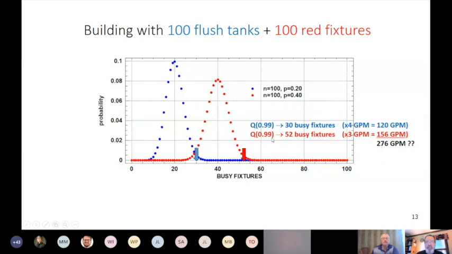And let's just suppose here, and this is a hypothetical, that this fixture group operates with a p-value of about 40%. Well, now I can go ahead and say, let's get the 99th percentile for the red fixtures. In this case, maybe it's close to 52 busy fixtures, and they're operating at, let's say, 3 gallons per minute. So I would expect a draw of about 156 GPM from the red.